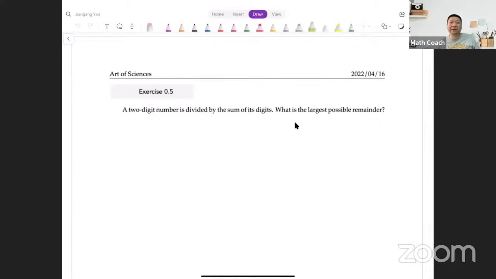And if you have a computer, definitely you can calculate. There are 90 2-digit numbers. For these 90 numbers, you do 90 divisions, or because each number, the divisor is fixed. It's the sum of the digits, right?